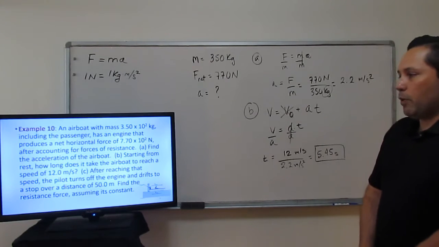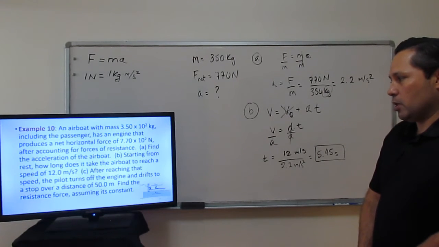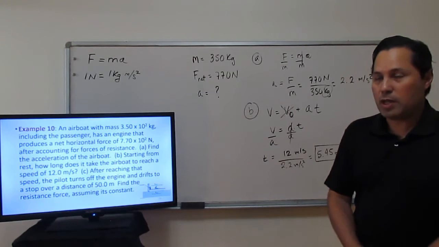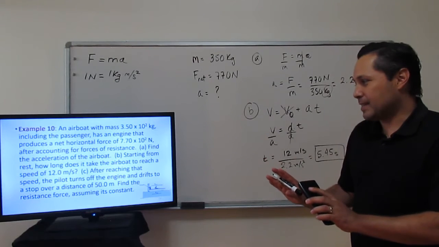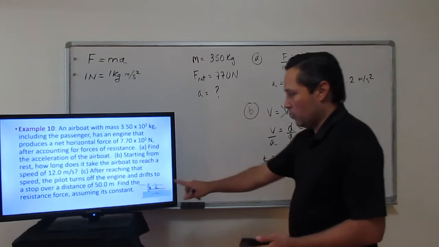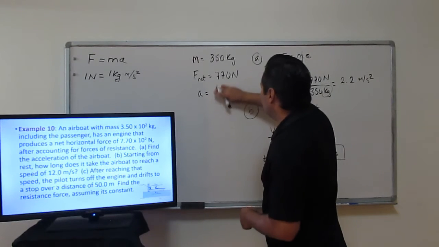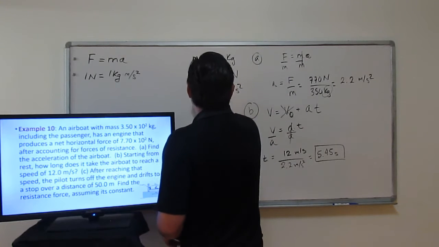Up next is part C, and in this one they ask, after reaching that speed, the pilot turns off the engine and drifts to a stop over a distance of 50 meters. Find the resistance force, assuming it is constant. The water's putting a force of resistance against our boat, so it's moving towards the right according to our diagram right here. Let me write down what we had originally.